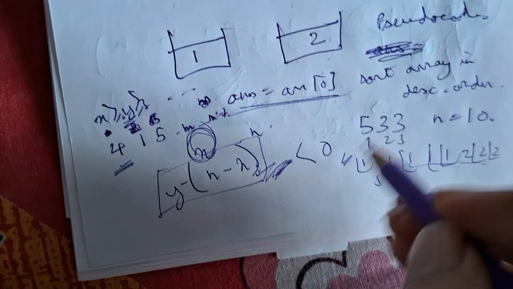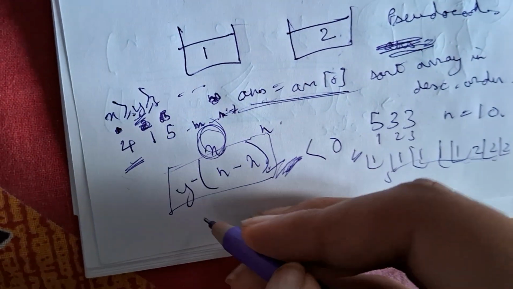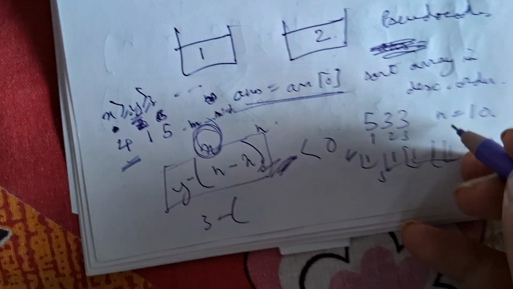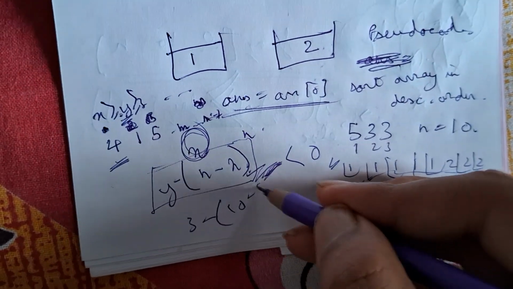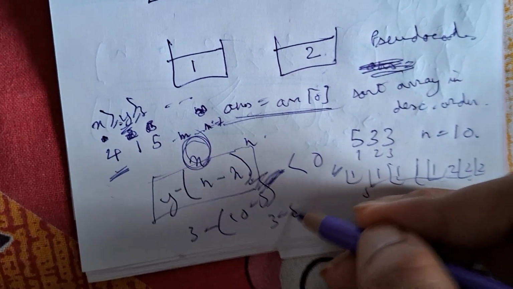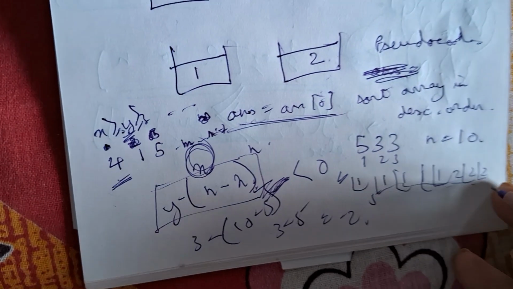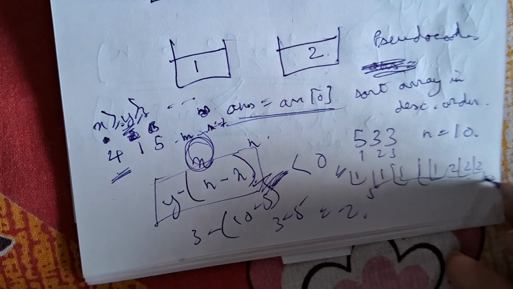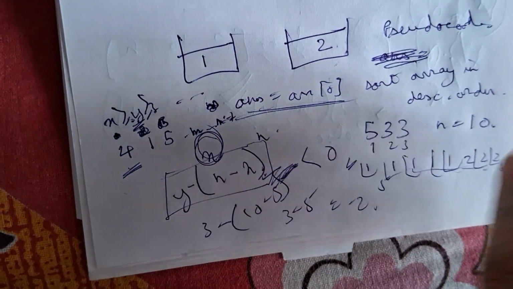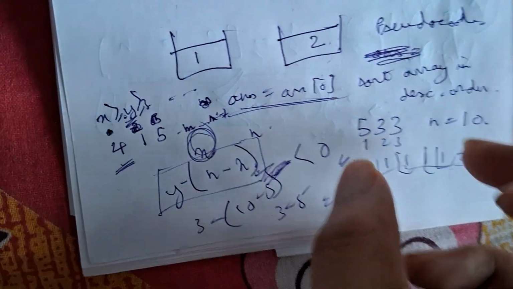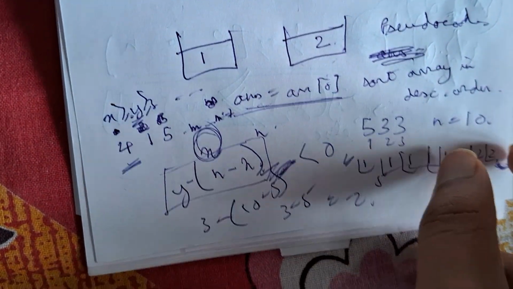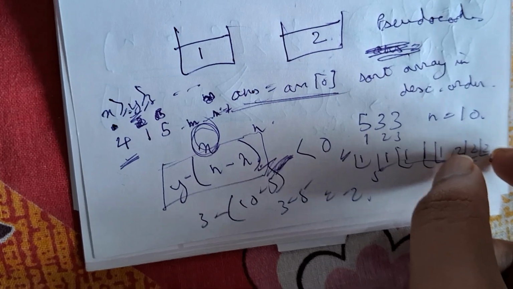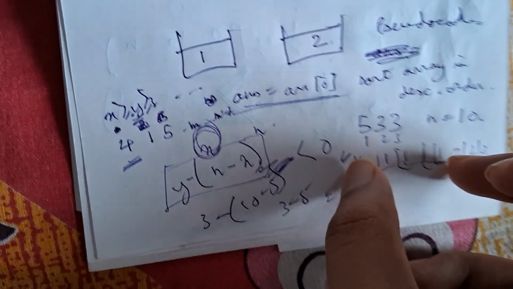So for this case, Y is 3 minus (N minus X), that is 10 minus 5, right? This is going to be 3 minus 5, that is minus 2, because we are left with 2 more boxes. But since we are left with 2 more boxes, at this position we can confirm that this is 1, this is 2. So in these boxes we can't keep 1 and in these boxes we can't keep 2.